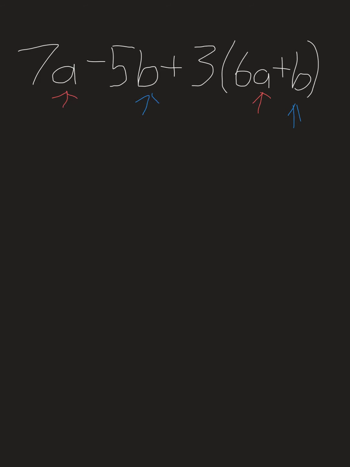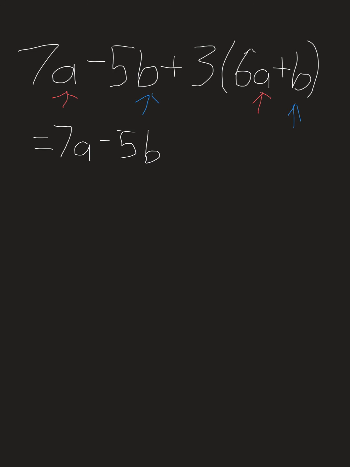Great job. Now, let's try to simplify. So if we're going to simplify, first we just repeat. We're going to repeat the 7a minus the 5b. And then, who knows the distributive property?